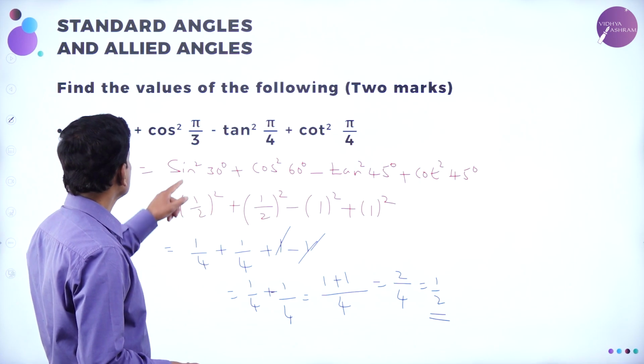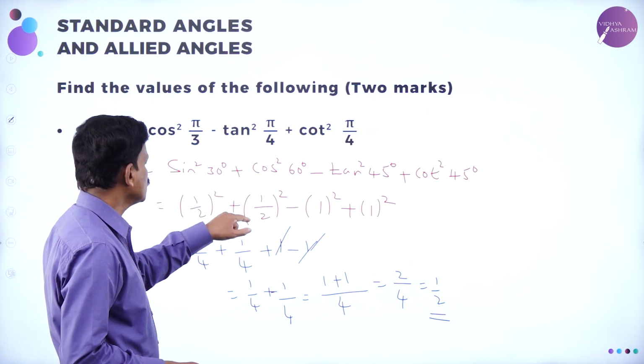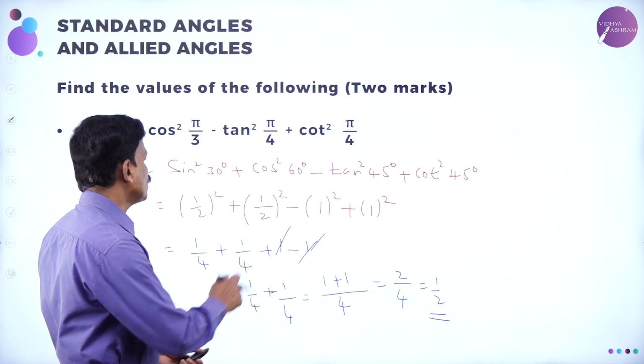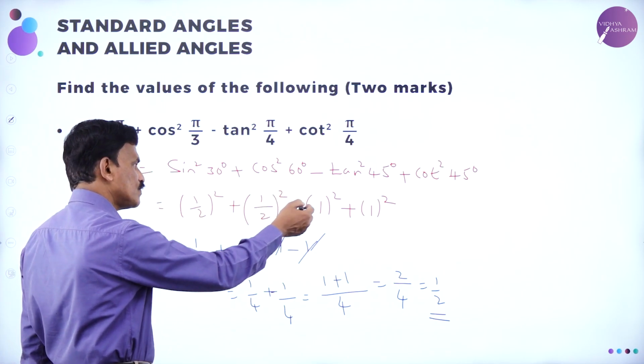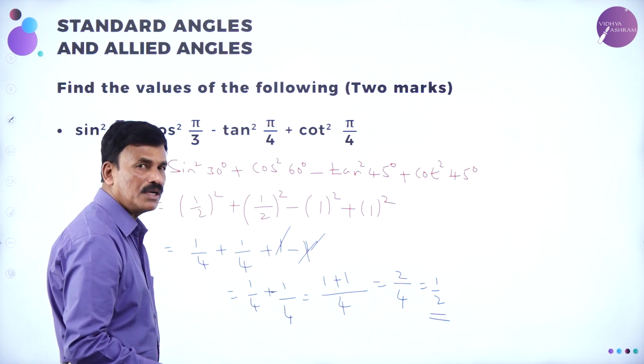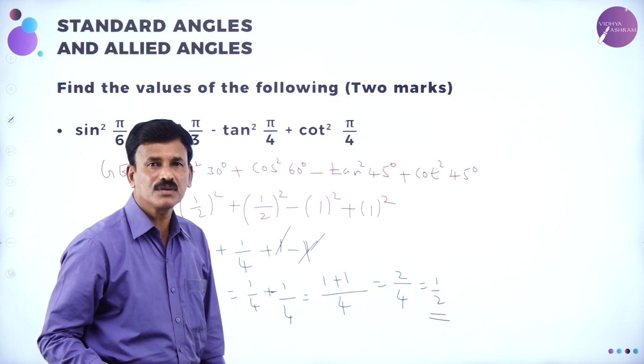That's it. See, sin 30 is 1/2, cos 30 is (1/2) whole square, tan 45, cot 45 is 1² minus 1² plus 1² gets cancelled. If you want, you can cancel here itself. So minus 1 plus 1 gets cancelled. 1/4 plus 1/4 is nothing but 1/2.